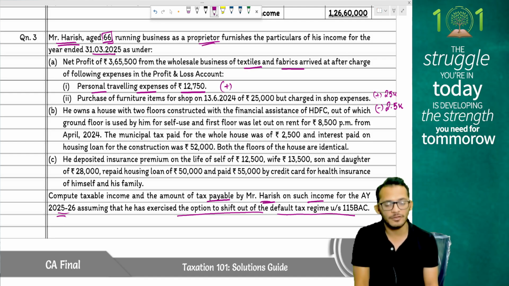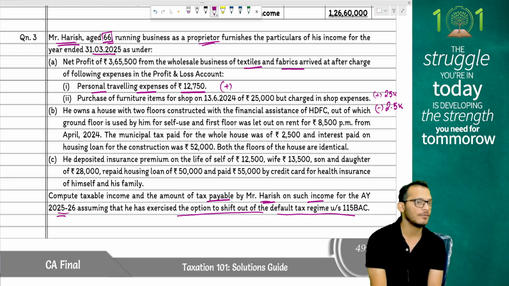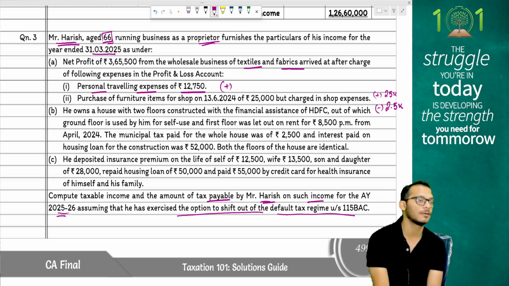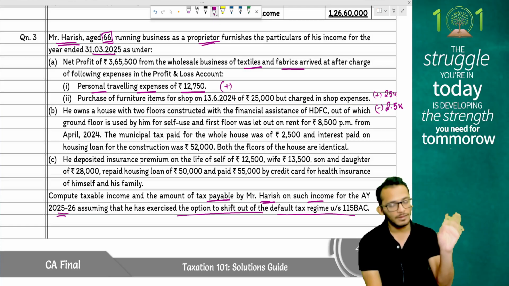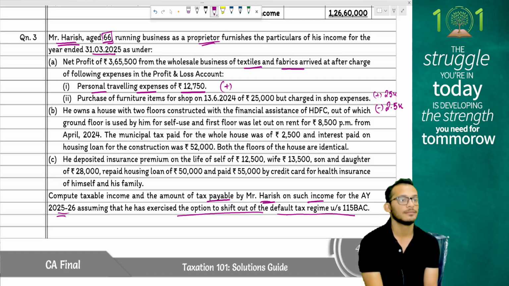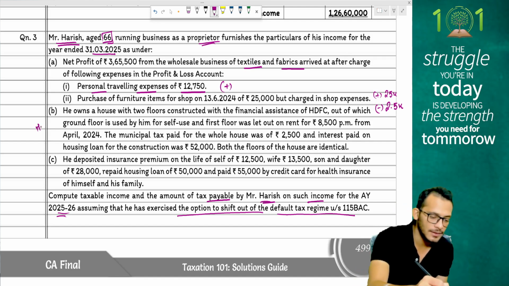The municipal tax paid for the whole house is 2,500 rupees. Is this my municipal tax to be allowed as deduction? No, only half can be allowed as deduction because only half is let out. Then the interest paid on the housing loan is 52,000. This 52,000 is for the full house, again split, 26,000 for the let-out portion. Before you give the interest, you also have to allow 30% standard deduction on your let-out property. Do that. You have to take this under house property provisions.